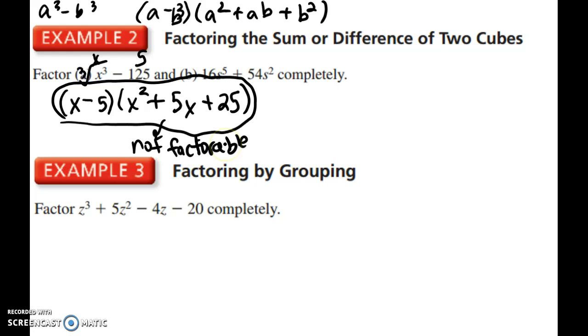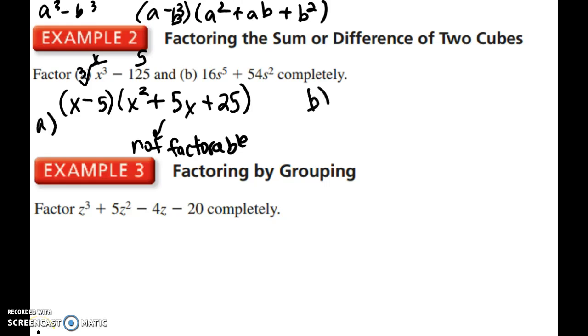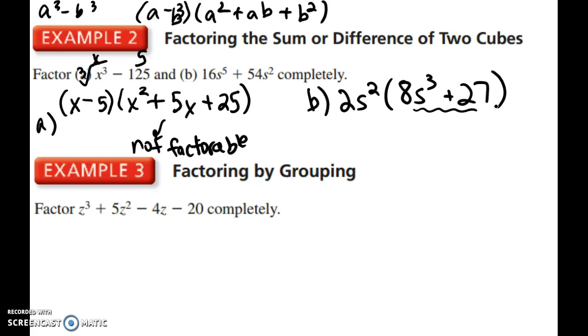Let's look at the next example. In the next example, I don't recognize these numbers as being perfect cubes, but it looks like I can take a GCF out. It looks like I could definitely take a 2 out and some s's, 2 of them. I would be left with 8s cubed plus 27. I do recognize 8 as being 2 cubed, s is cubed, and 27 is 3 cubed. So I now am left with a sum of cubes.